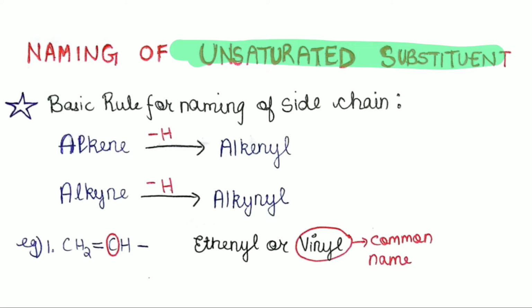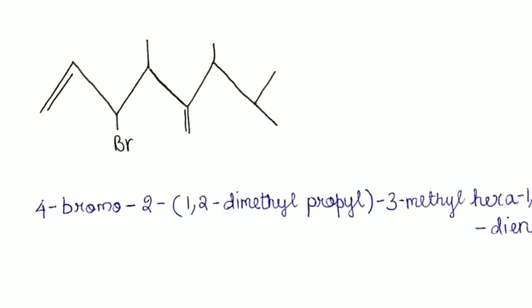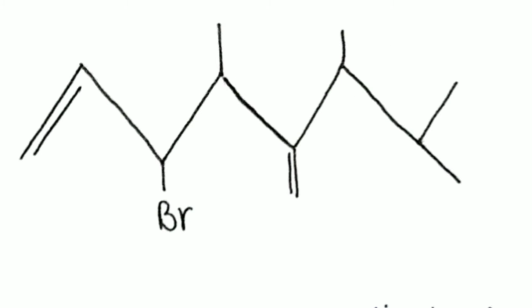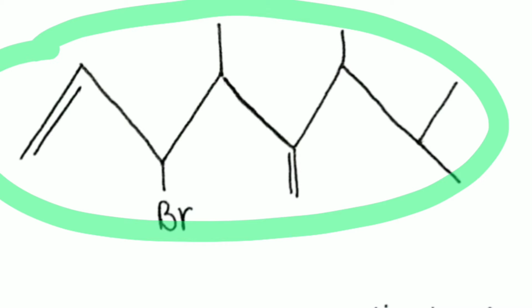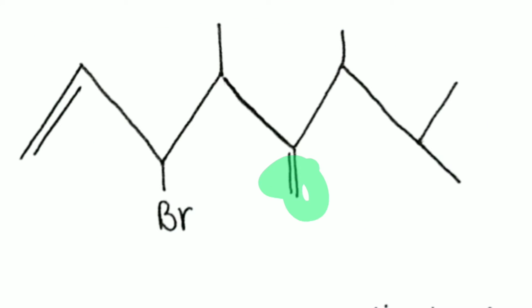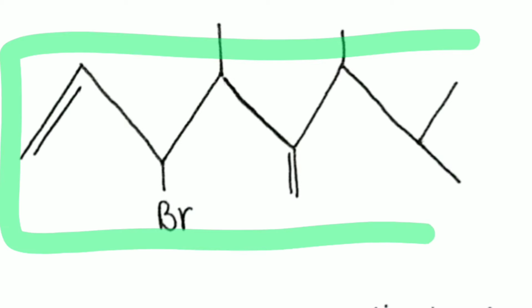Before starting with this topic, let's look at the last question of the previous lecture that I'd asked you all to attempt once by yourselves. We can see here that we have two double bonds and a few substituents that we will come upon once we decide our principal carbon chain. So how do we decide the principal carbon chain for this compound?